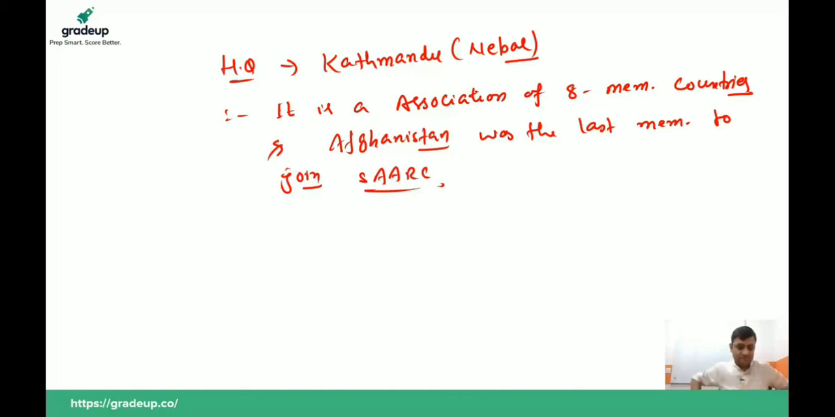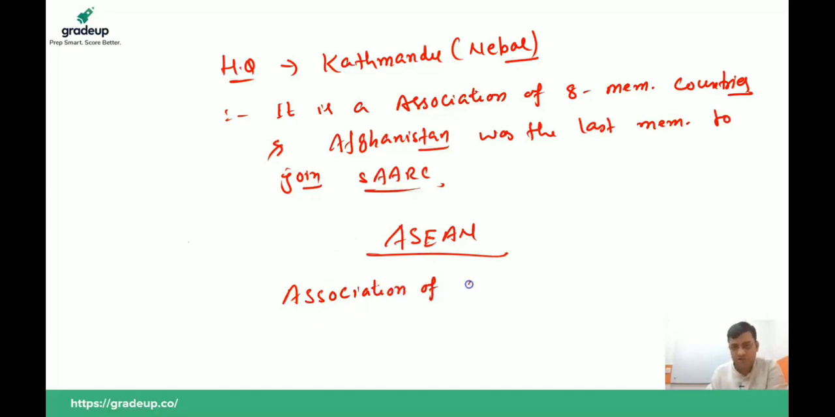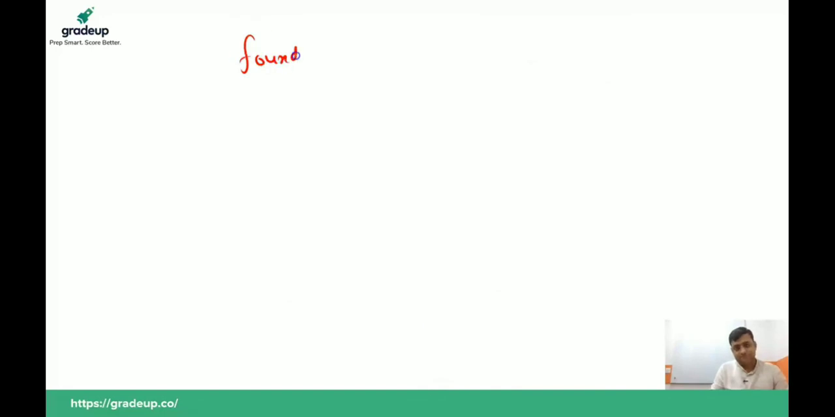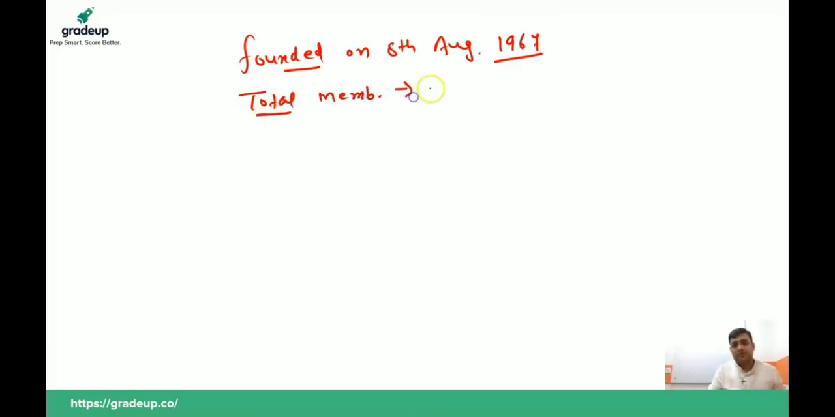Then comes the next one. We have the Asian nations. The next important one is ASEAN, the Association of Southeast Asian Nations. It was founded on 8th August 1967. Total members: 10. Founded on 8th August 1967. You will say it's a 10 member organization, and it is headquartered at Jakarta, Indonesia.